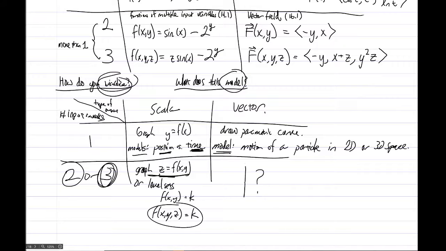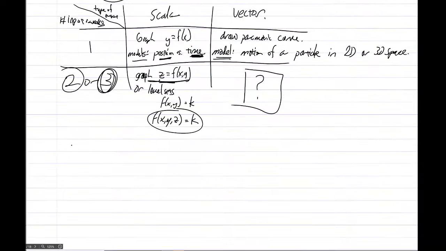Now, what goes over here? How do we visualize and what does it model? Let's take the example of capital F of x comma y equals the vector negative y comma x, the one we had already been dealing with. So how do we draw this? What's a way to draw this? This is going to be a little cumbersome, but in a sense it's the best we have.